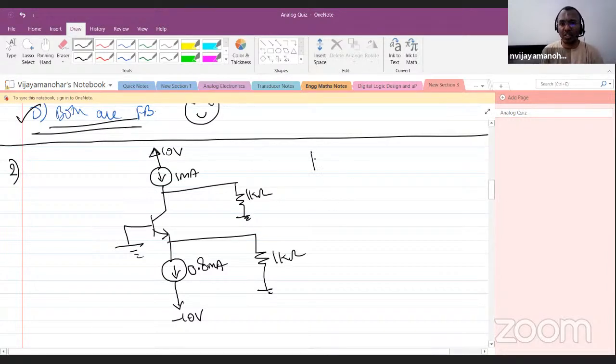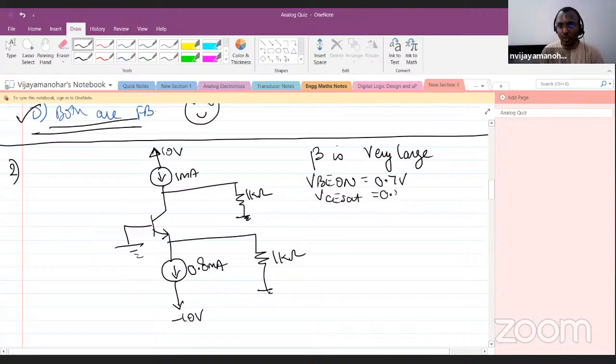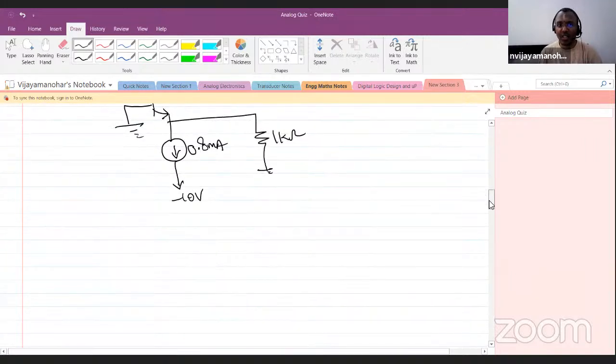So the question says beta is very large. VBE on is 0.7 volt. VCE sat is equal to 0.3 volt. And they have given 4 options. What are the 4 options? The options are very cunningly given.